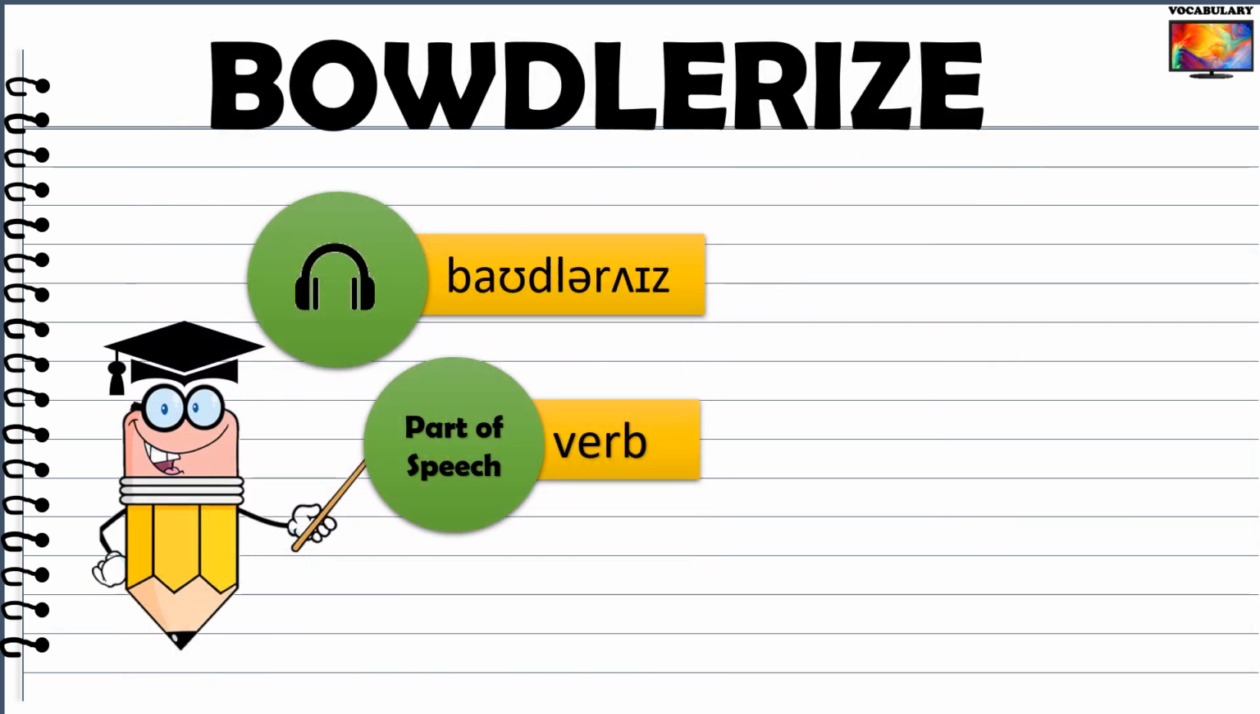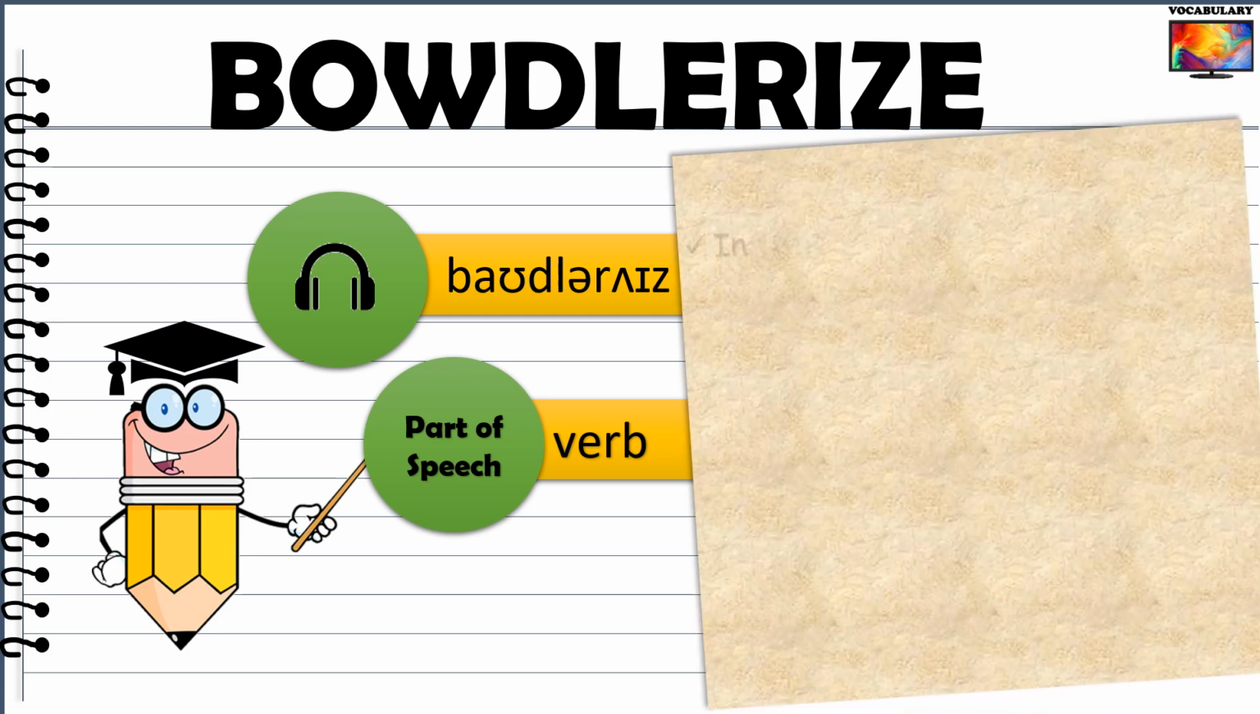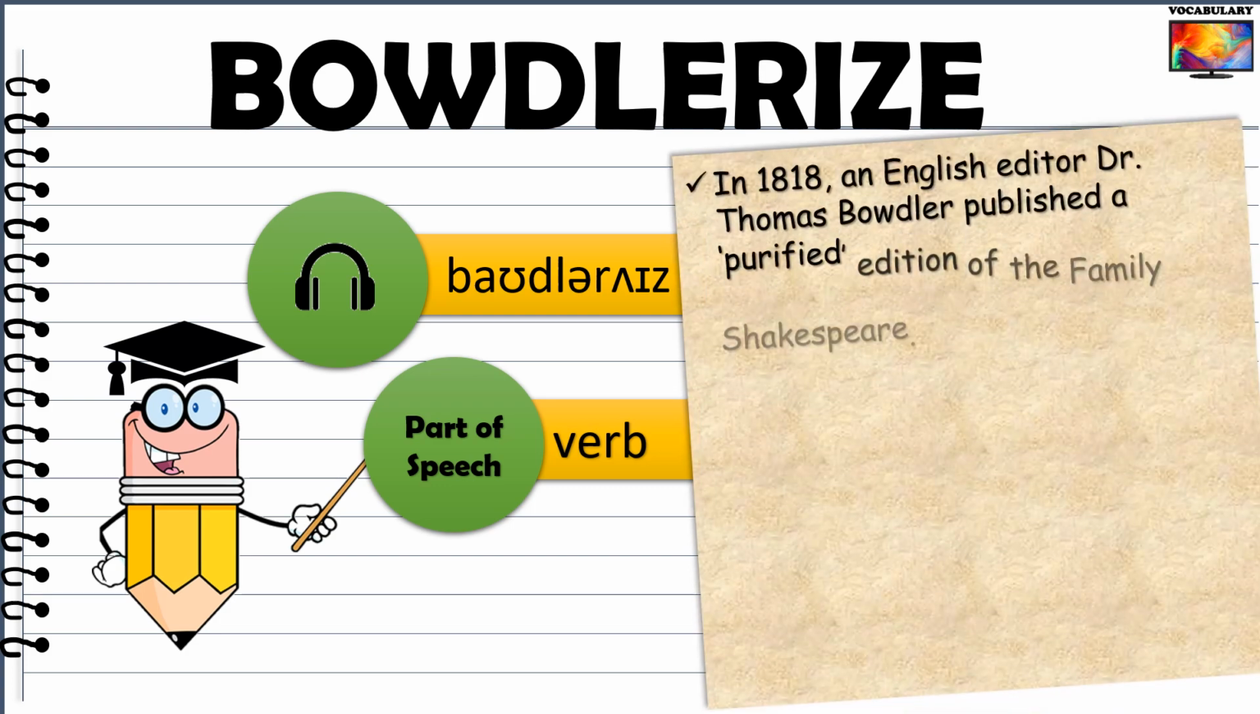Then we have the word bowdlerize, which is a verb. This word is an eponym. It is named upon a person called Thomas Bowdler. So to give you a brief history and to illustrate how the word got its meaning, we have the following story. In 1818, an English editor, Dr.